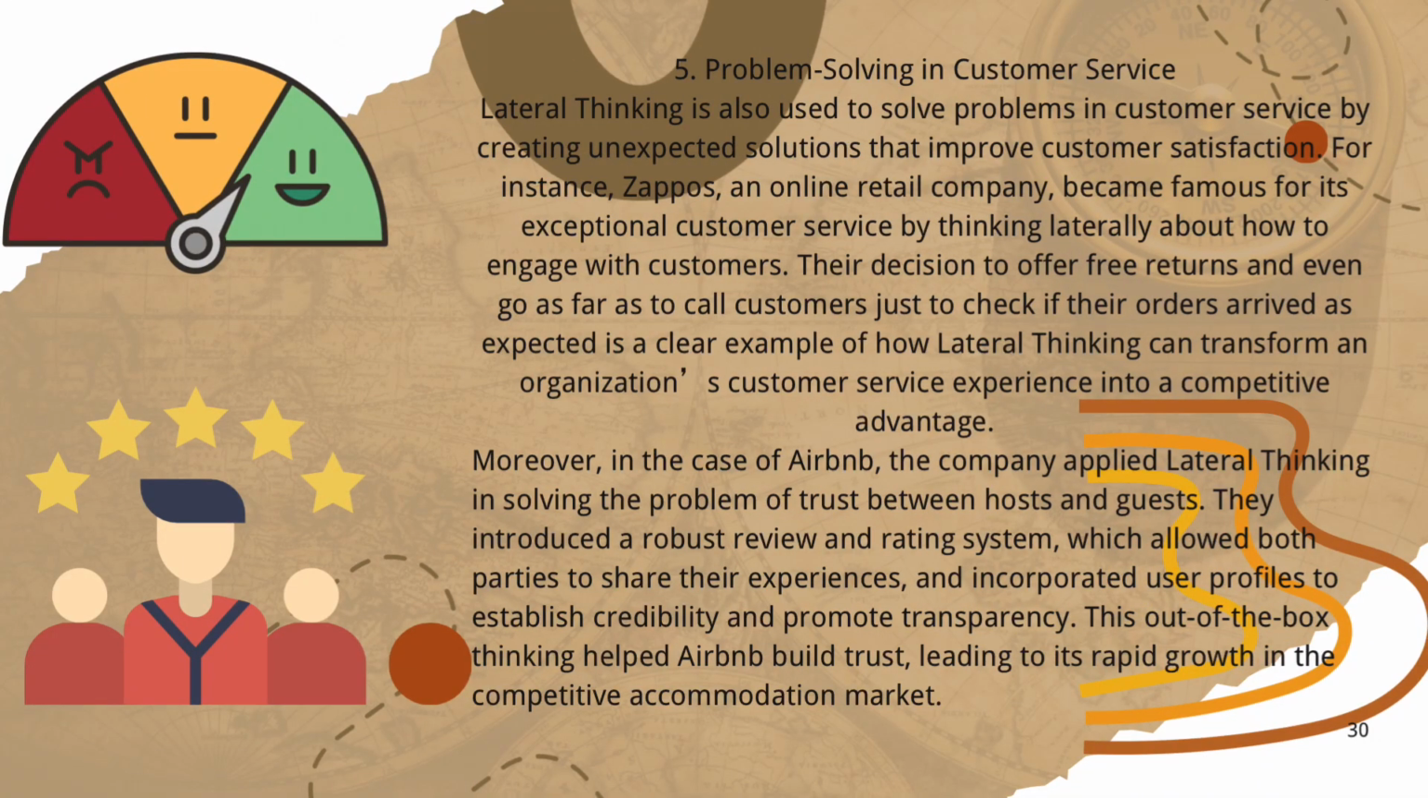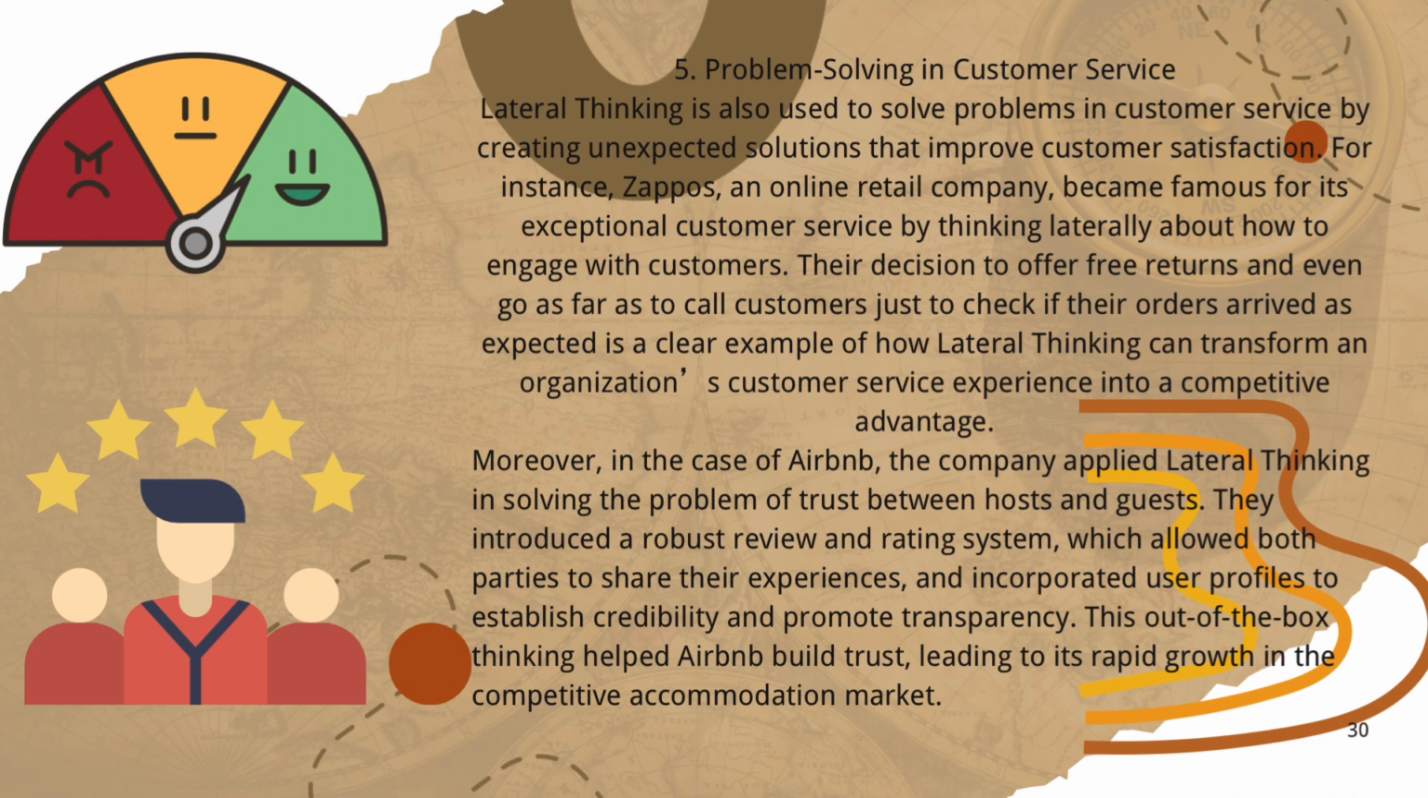Problem solving in customer service. Lateral thinking is also used to solve problems in customer service by creating unexpected solutions that improve customer satisfaction. For instance, Zappos, an online retail company, became famous for its exceptional customer service by thinking laterally about how to engage with customers. Their decisions to offer free returns and even go as far as to call customers just to check if their orders arrived as expected is a clear example of how lateral thinking can transform an organization's customer service experience into a competitive advantage.